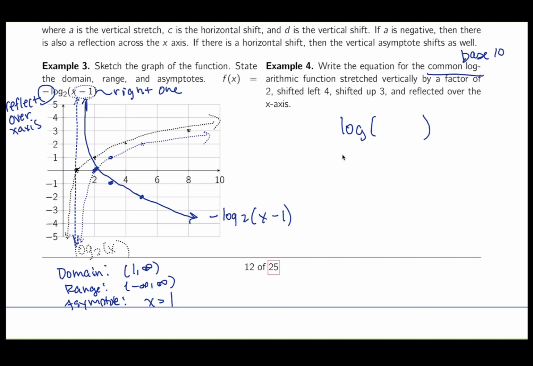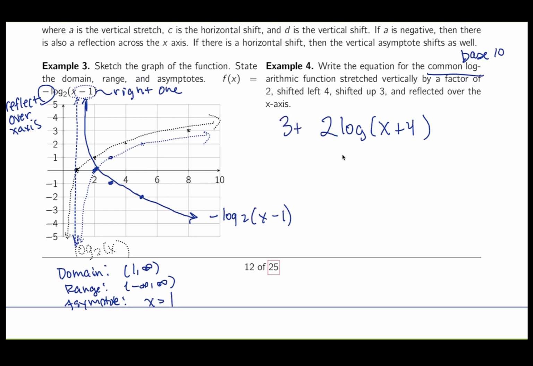All right, so my common logarithm, I want to stretch it vertically by a factor of 2. Stretching vertically is just going to be a multiplier out in front of my logarithm, which means I'm going to have a 2 here to be a vertical stretch. If I want to shift it left 4, well, the left 4 is what goes in with my x. So I either would put a plus or minus 4 in there, and it's going to be a plus 4 to move it left. To make it go up 3, I need to write a plus 3 somewhere, and I need to write that plus 3 outside of my logarithm.